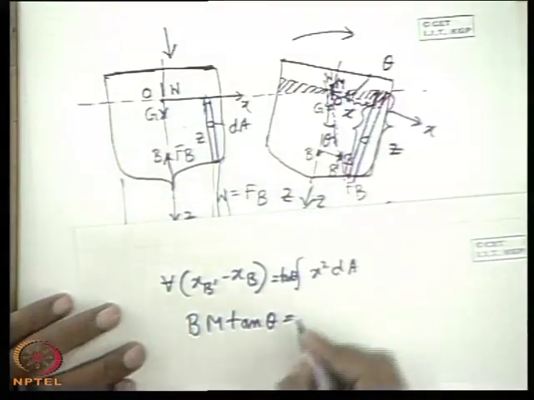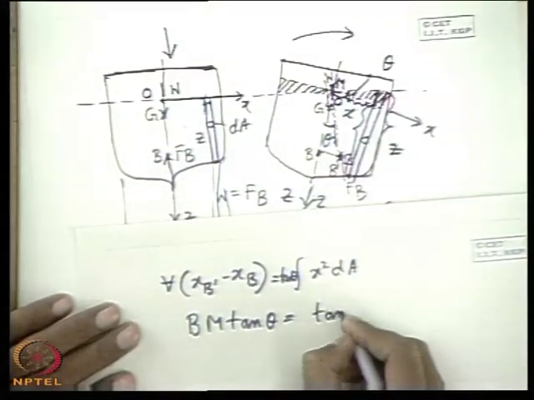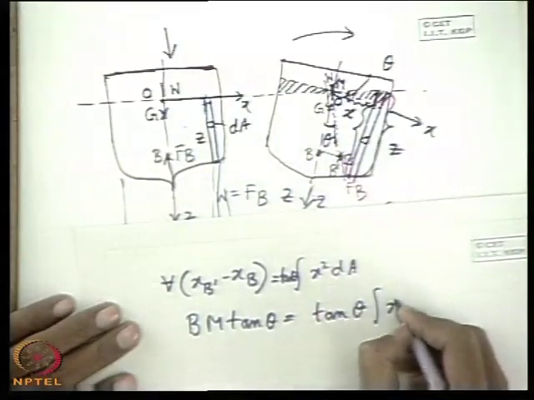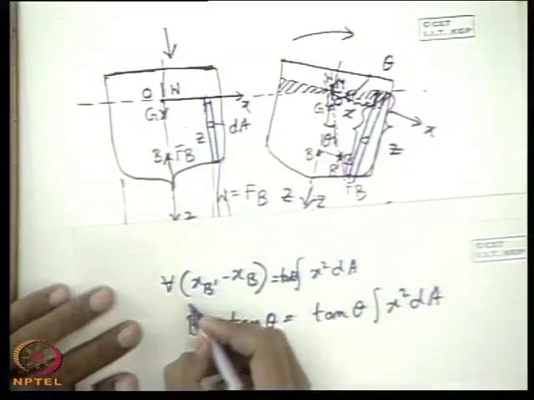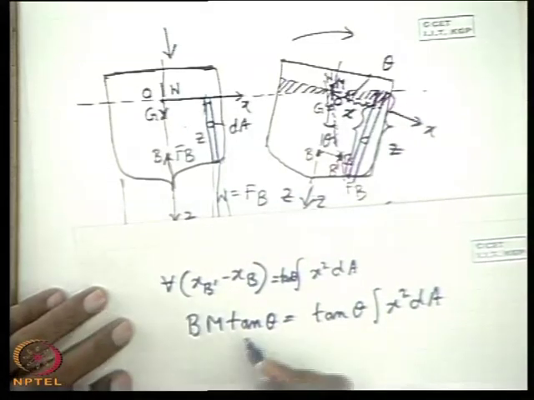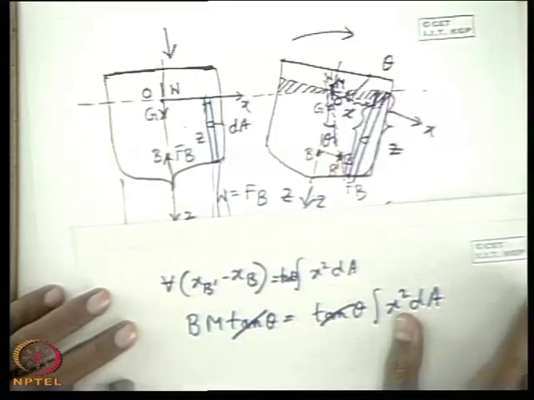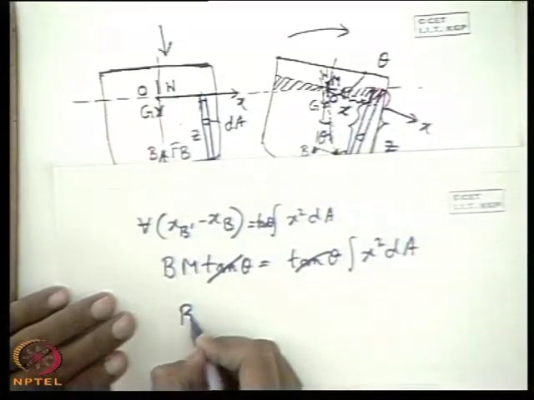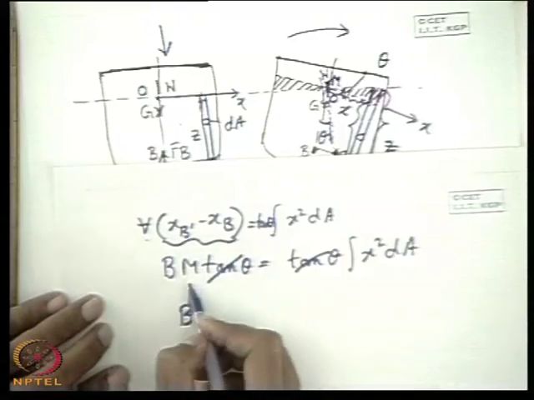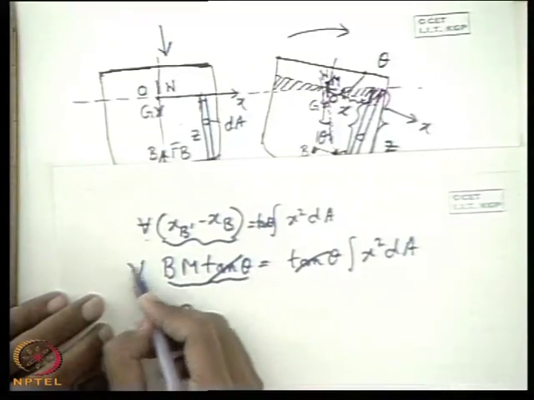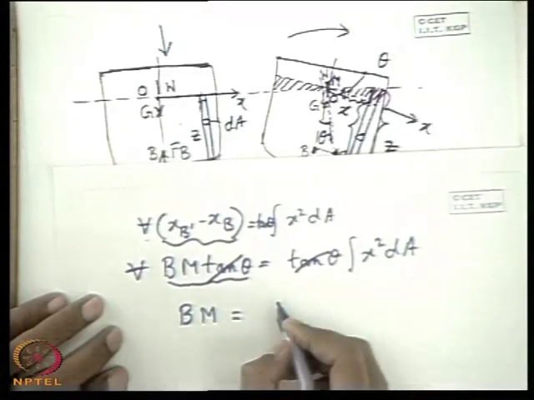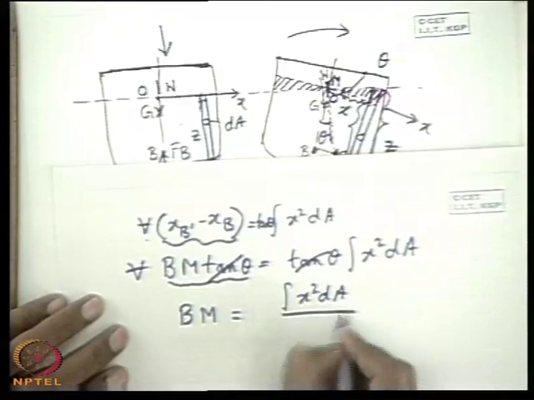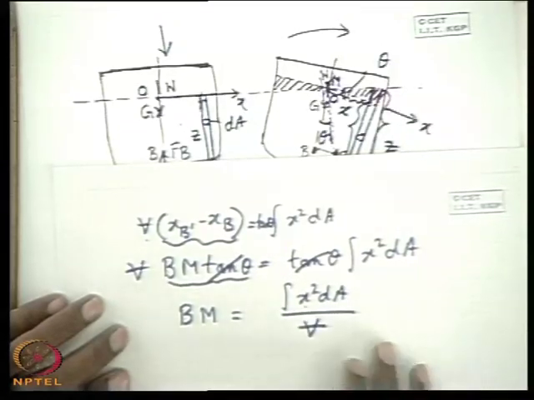For small angle, this projection may not coincide with b, that is why we use the small angle concept, and this is almost equal to b m tan theta. So, tan theta cancels, and we get b m is equal to the integral of x square dA divided by V.